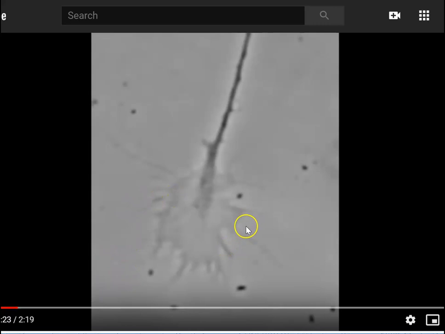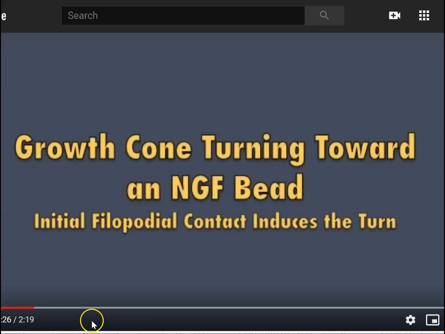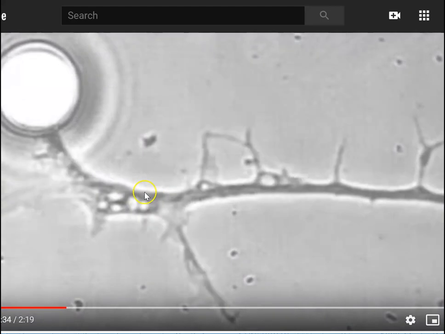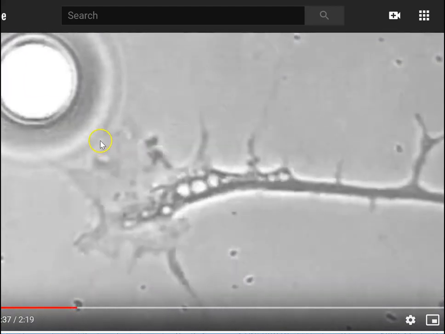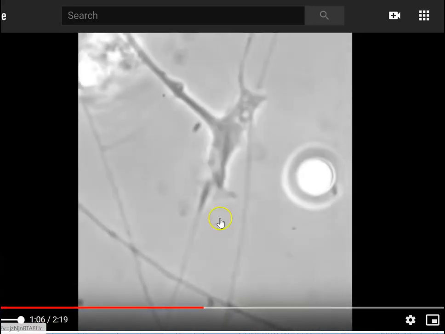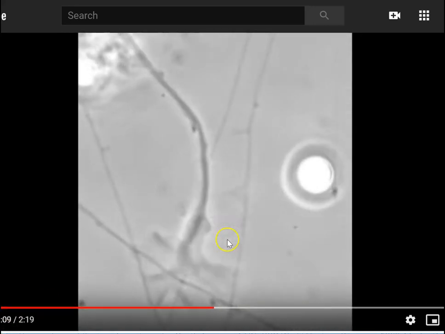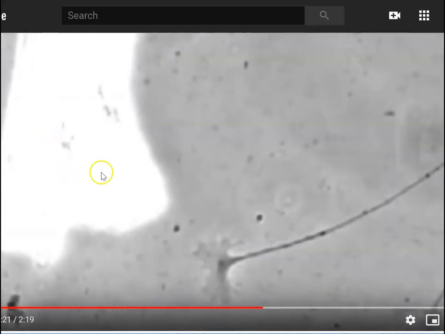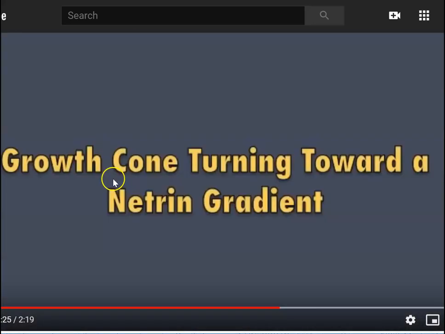These are generally proteins secreted by other neurons in the environment that they're growing through. As the filopodia encounter higher concentrations, the cytoplasm will move into those filopodia and out of filopodia that are experiencing lower concentrations. You can see that here. This is a growth cone turning away from a particular chemical, which this bead is coated in. Here's a growth cone turning toward high concentrations of nerve growth factor, which you learned about in your textbook.